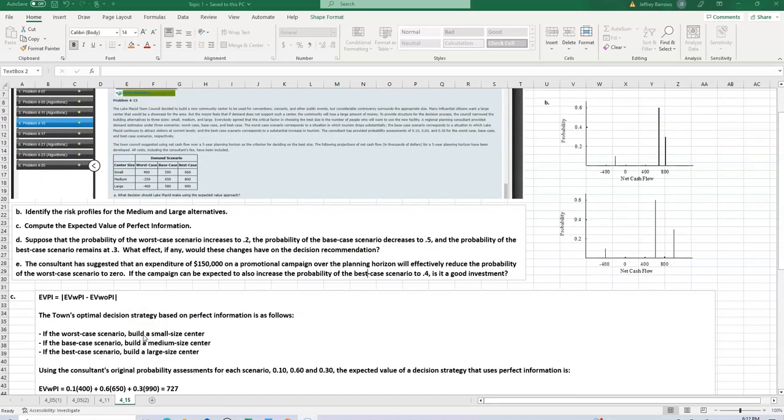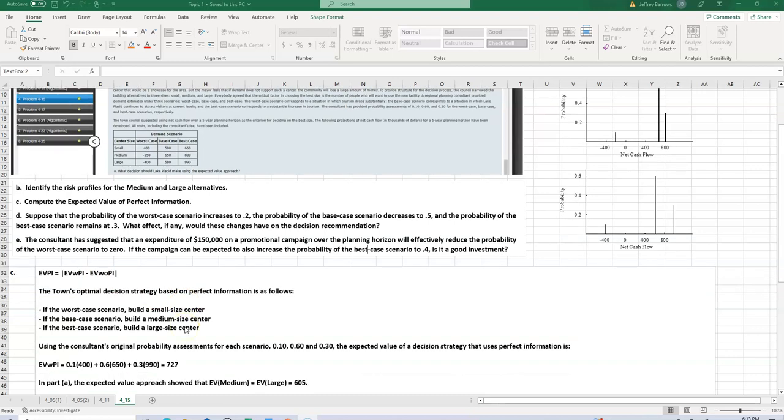Compute the expected value of perfect information. So the expected value of perfect information, as you saw in the book, the computation for that is the absolute value of the expected value with perfect information minus the expected value without perfect information. So remember, there are three scenarios here: the worst case, the base case, and the best case.